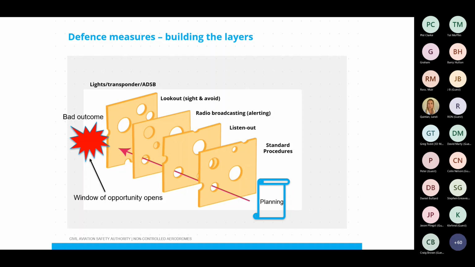So we start with the planning of the flight, and then we can introduce things like standard procedures, and we've had a look at those over the last 2 previous webinars, where we've looked at standard phraseologies, a standard broadcast in a standard order. That is a defence. So standard circuit entries, standard circuit departures, and that type of thing. They're all standard procedures that we've put in place that provides us with a layer of defence against a poor outcome or a bad outcome.